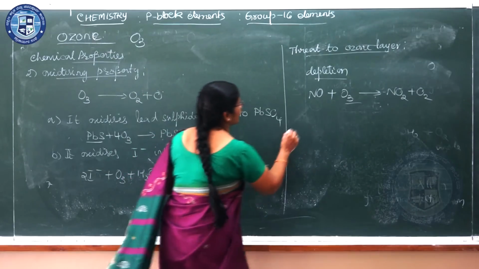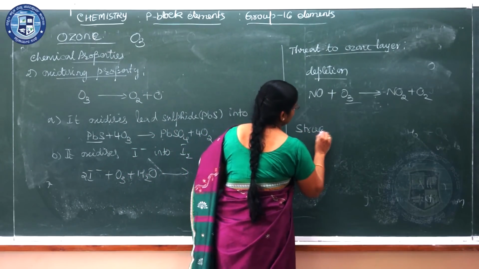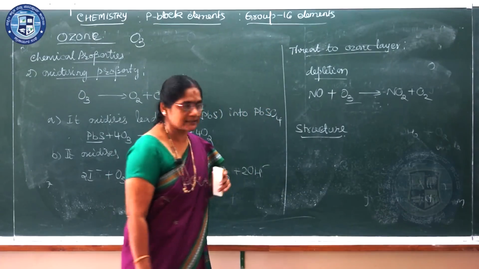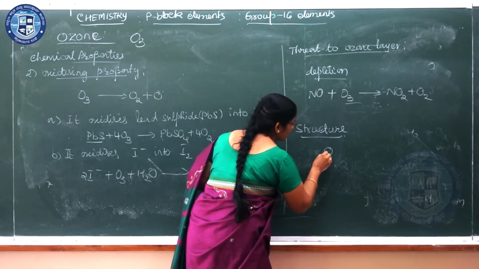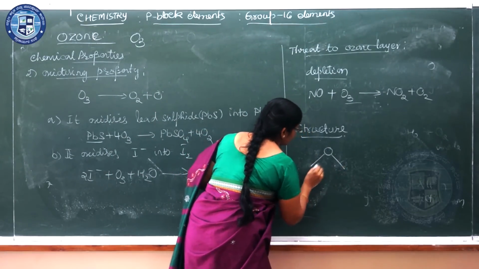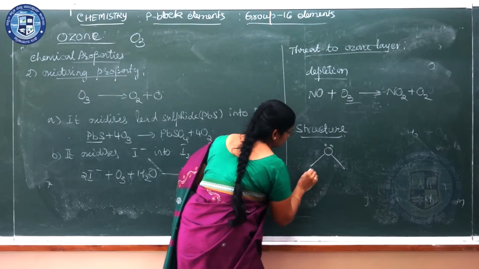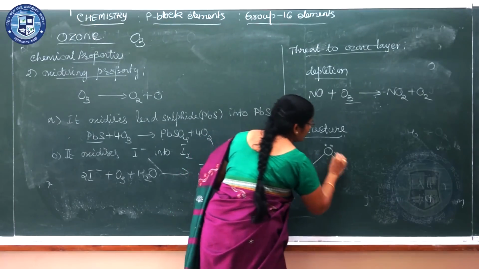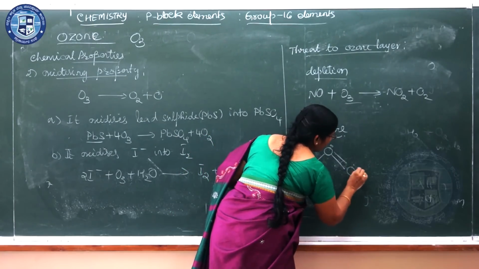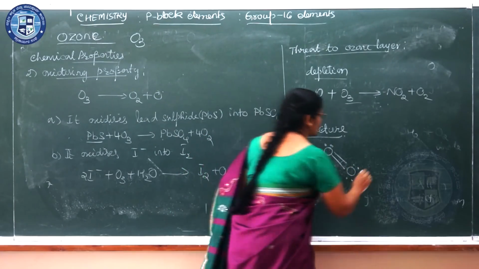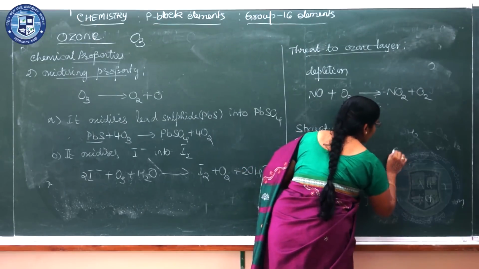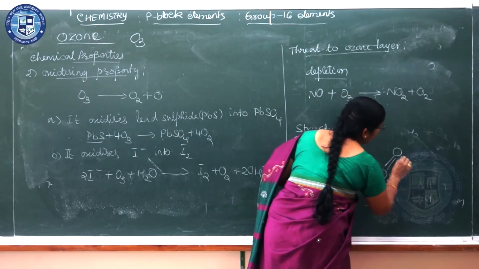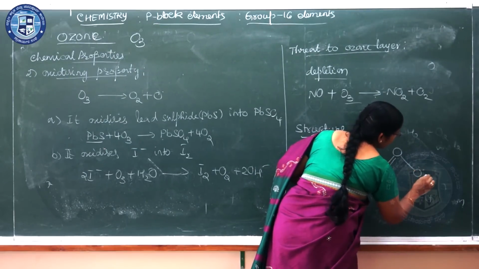Then the structure of ozone. This also you have studied last year. Ozone, this is a coordinate bond and this is a covalent bond. So this is one structure in equilibrium with another where these two form a multiple bond, and this is a coordinate bond.